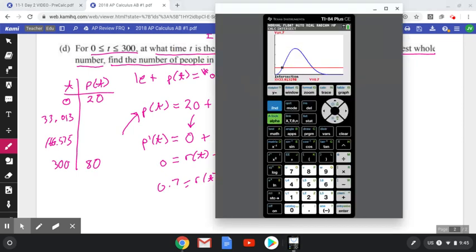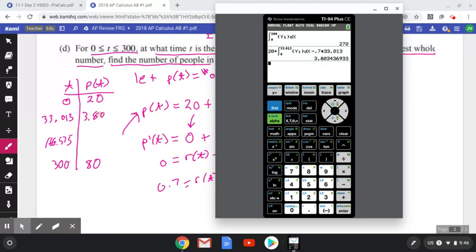So let's try that. I'm going to go back to my calculator here, and we're going to type in 20, and then we'll do math number 9. That's our integral from 0 to. Now the upper limit here is going to be 33.013, and then we'll do y sub 1. That's where my r of t is. So that's our amount of increase, and then I have to do minus 0.7 times 33.013. Okay, and if I hit enter, I get 3.803.